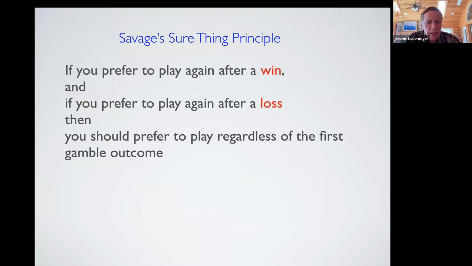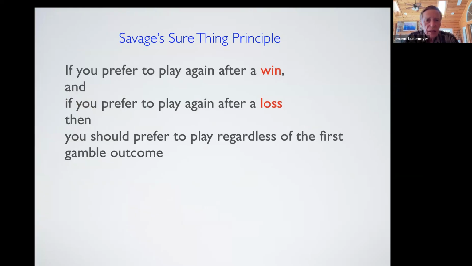So Tversky and Shafir actually designed this experiment to test a rational principle of decision-making called Savage's sure thing principle. According to Savage, this is the basis of subjective expected utility theory. This is one of the axioms. Jimmy Savage wrote this book, Foundations of Statistics, maybe in the 1950s.